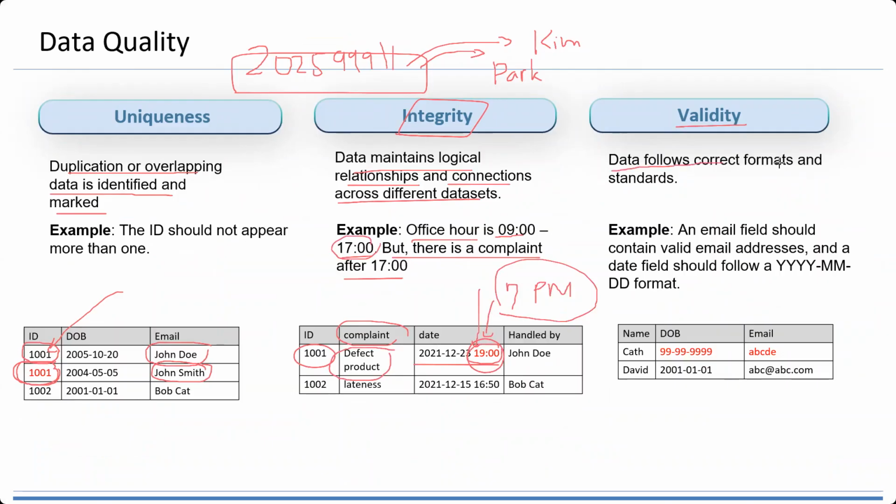Validity. So the data follows the correct format and standards. For example, email: an email should have an at sign. If there is no at, then it's not an email. So when you have an email, if you have no company, then it's an error. And in Korea, you have the format YYYY, MM, DD, so year, month, and date. But if the format is like this one, 99999999, then this will be invalid. Okay, so the validity should be correct.